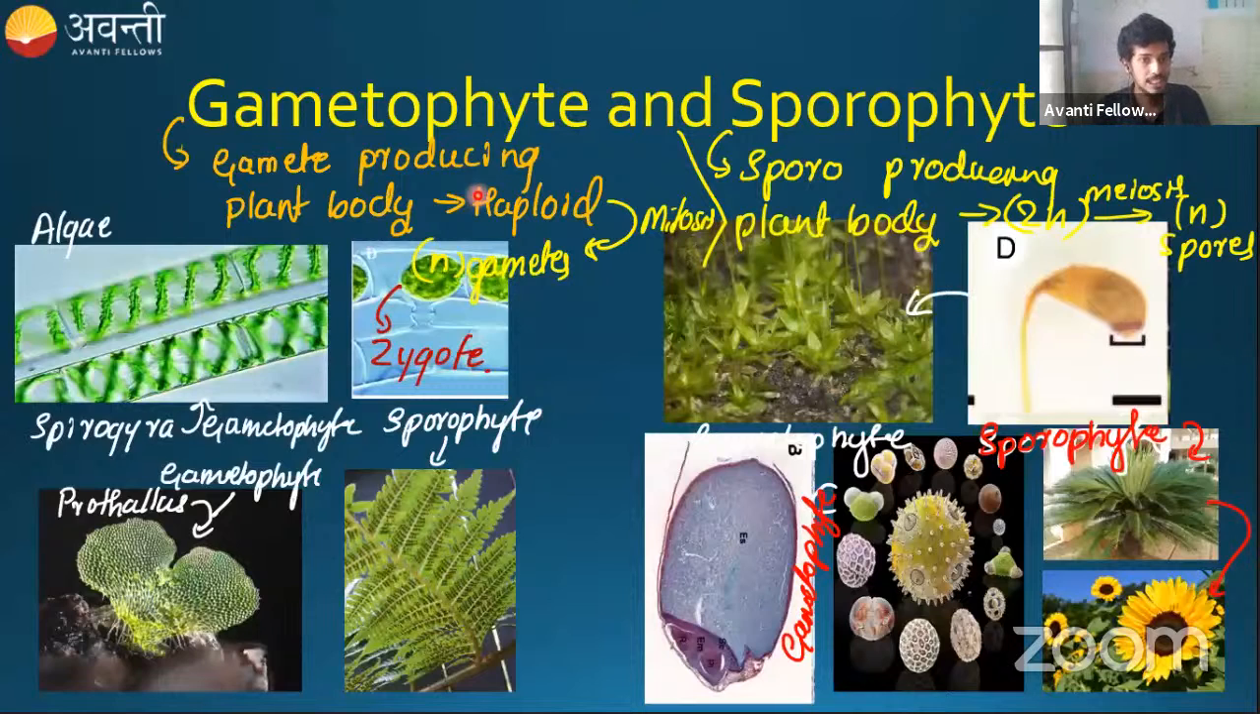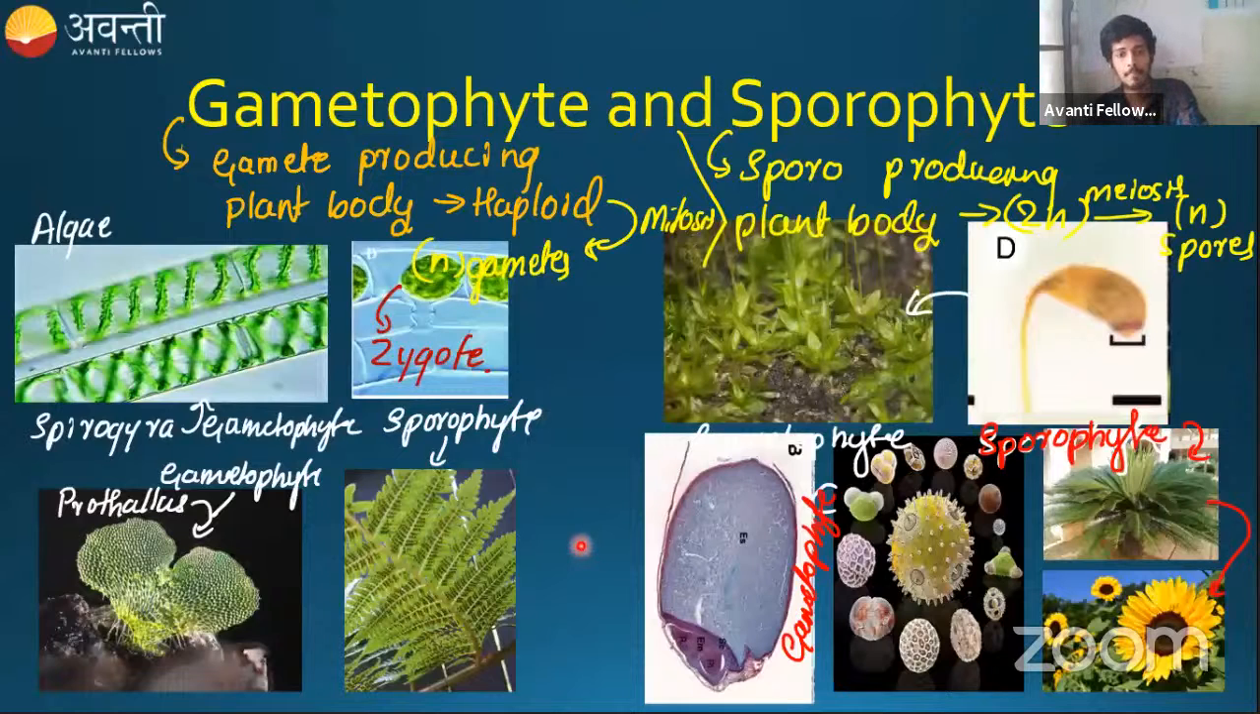Vaishnavi asks what prothallus means. It is the gametophytic phase in the pteridophyte, which will be thalloid in nature, that means dorsoventrally flattened. So it looks like a thallus, but a more advanced one belonging to the pteridophyte. That's why we call it the prothallus.